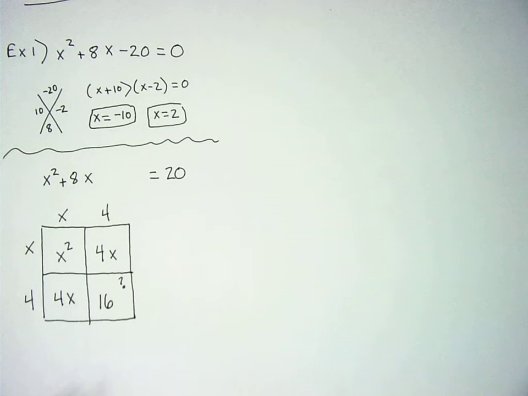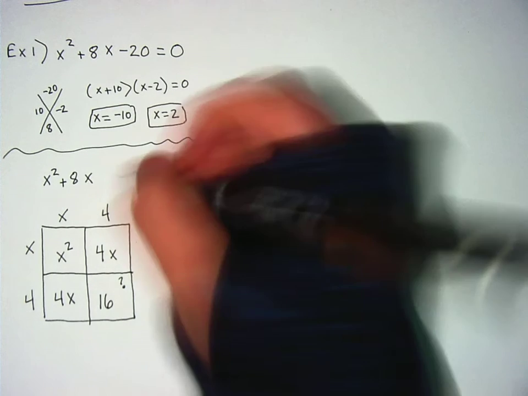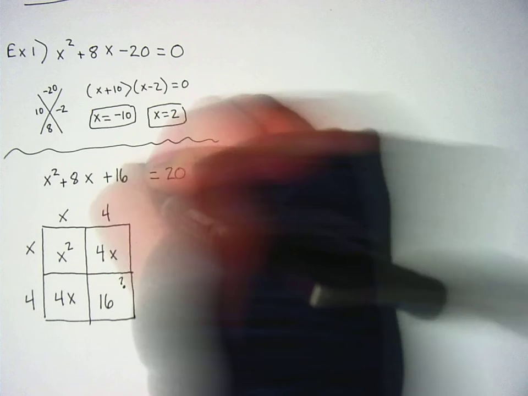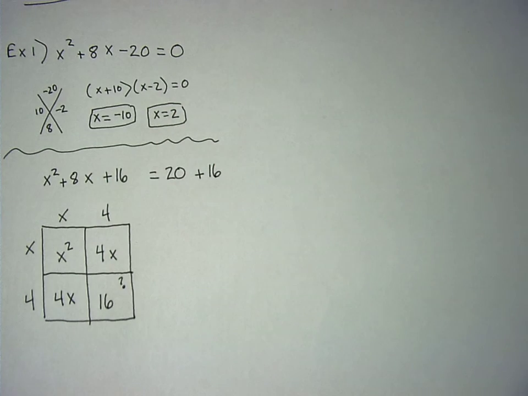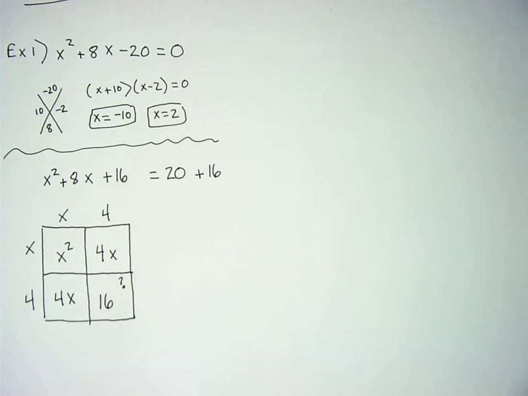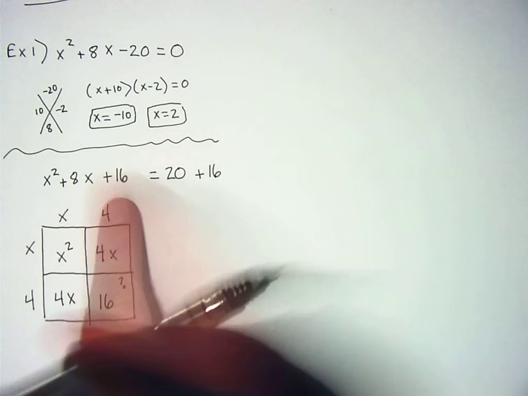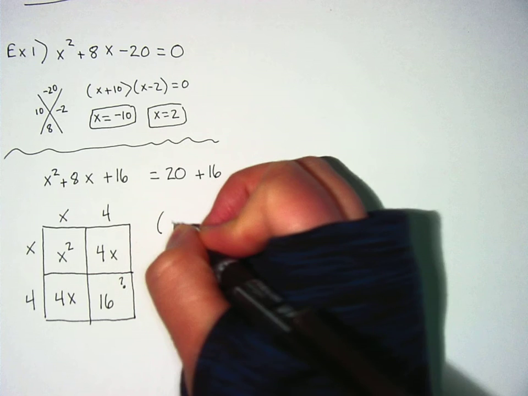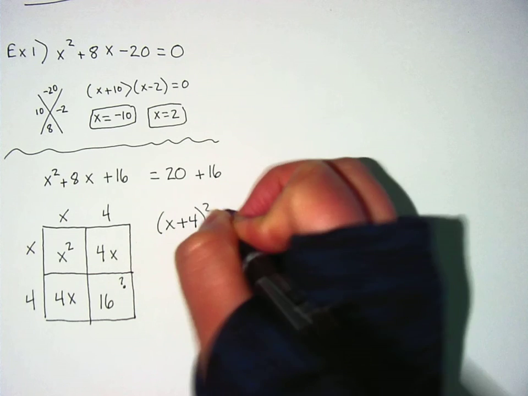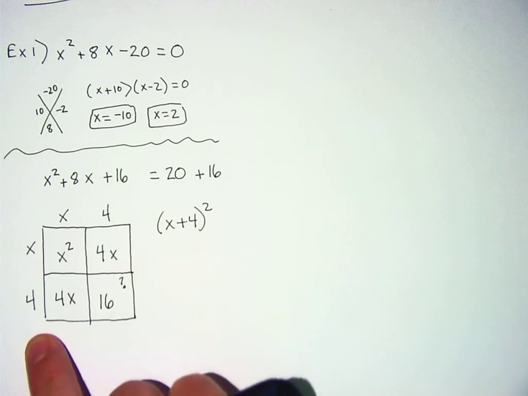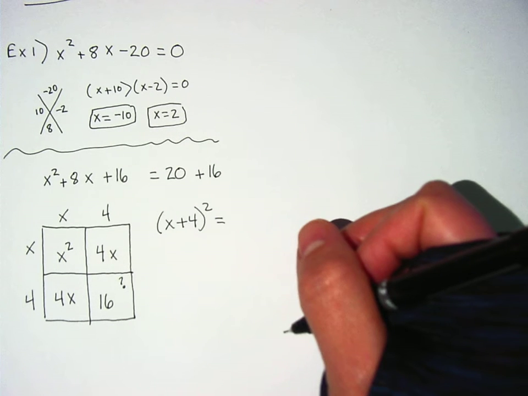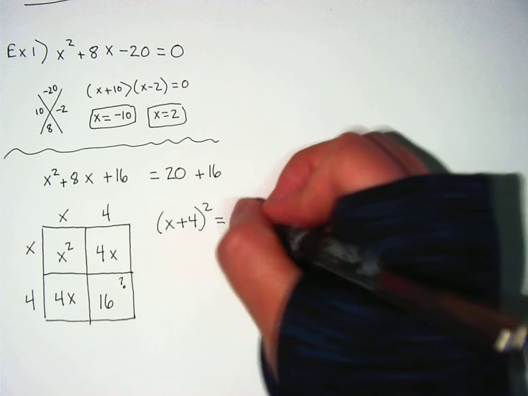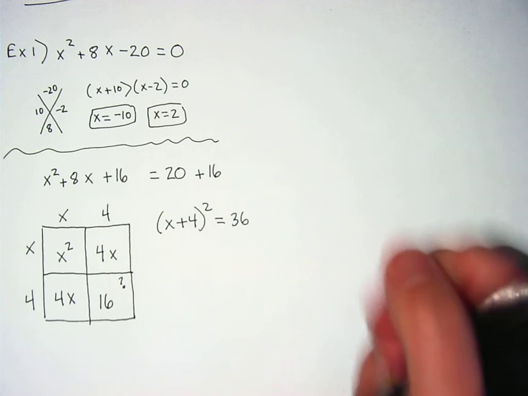But do you see how the original thing that I wrote only had these 3 in it, not that 16? So I'm going to force it to be a perfect square by adding 16 here, but I'm going to add 16 on this side too because I want my sides to be equal. And then I'm going to rewrite the left side. So that's now x plus 4 squared because I've got x plus 4 here and x plus 4 there. And that equals what? 36. Because 20 plus 16 is 36.